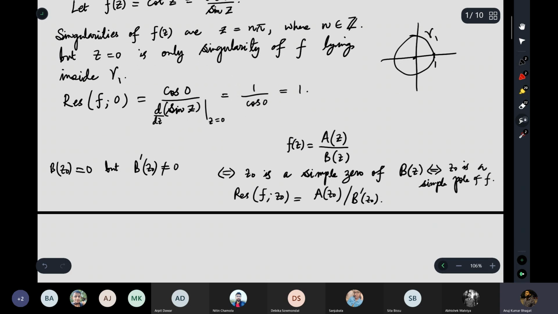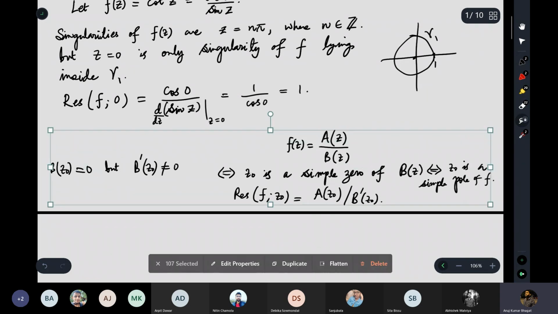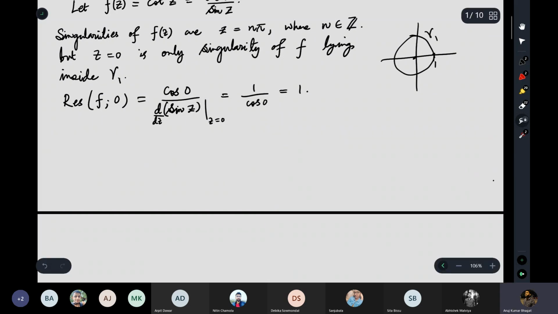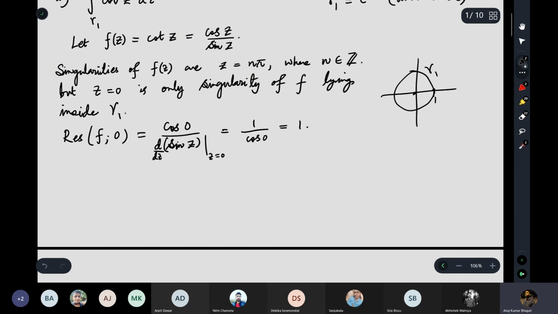Am I clear with the calculation of residue? Keep this theorem in mind because it will be very helpful in evaluating the residue whenever you have this condition. Okay, so if the residue is this, we are done.